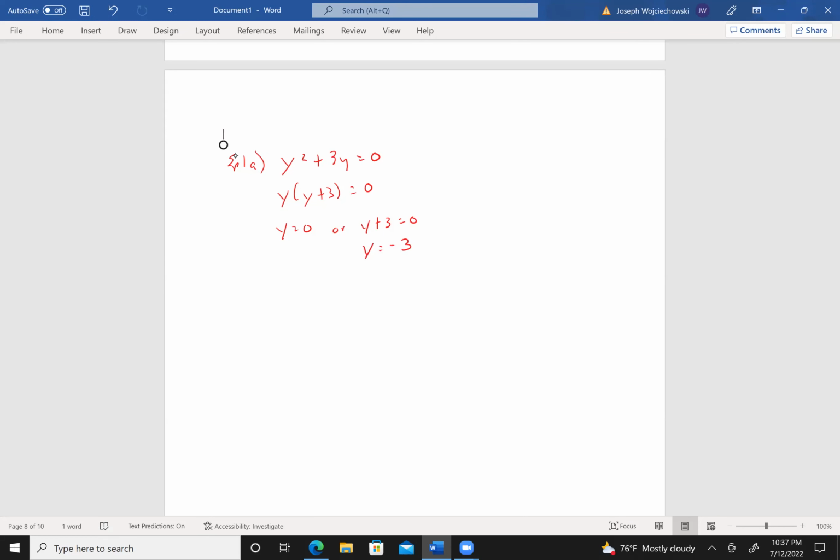So we can plug these values in. If y is 0, I get 0 squared, which is 0, plus 3 times 0, which is 0, equals 0. So that is definitely an answer. And plugging in -3, I get -3 squared, which is 9, plus 3 times -3, which is -9, equals 0. That works as well. So my solution set is 0, -3.